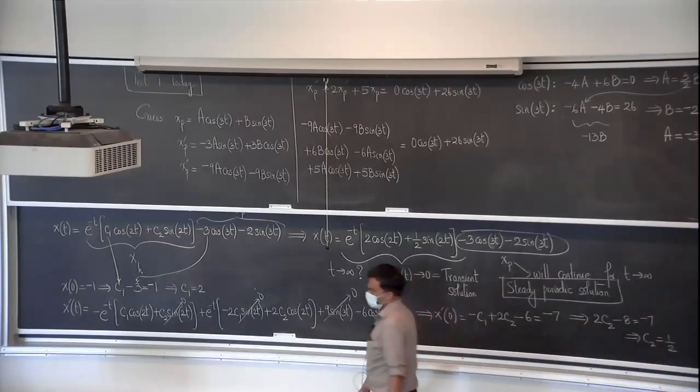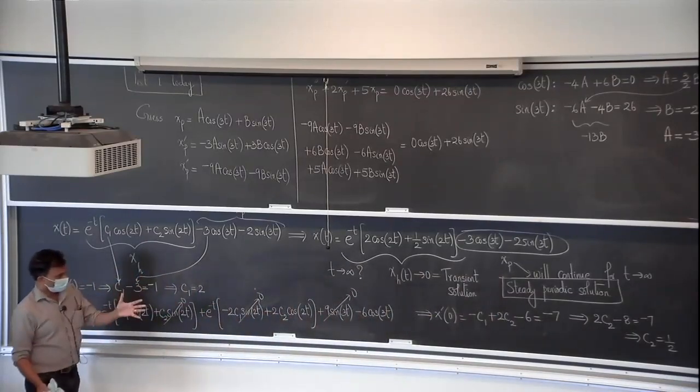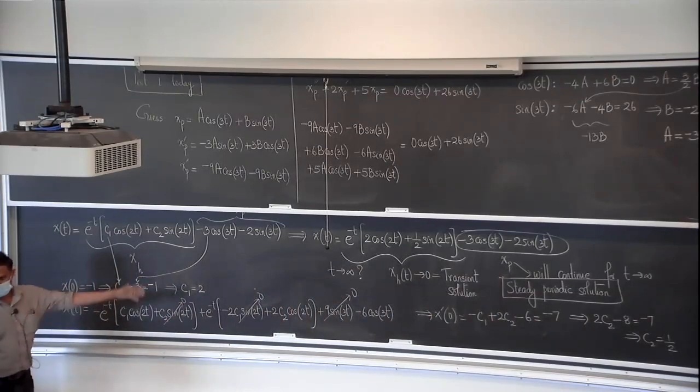So if you do the 2.6 problems, then you will see that all the questions have this additional part: identify the transient and steady periodic solution. Okay, so this is what it means.